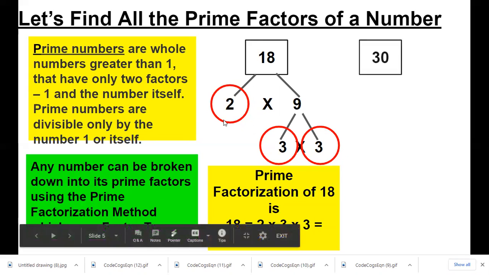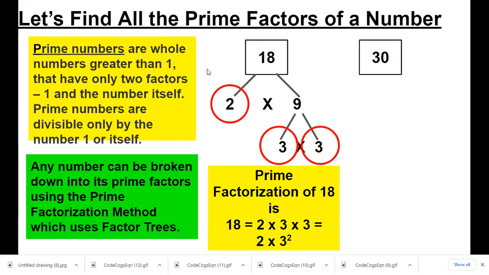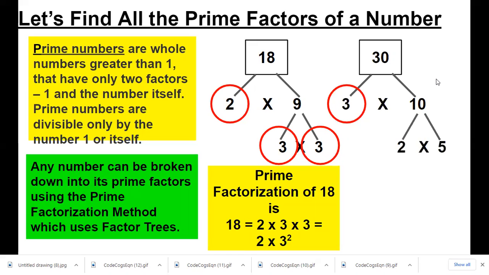Let's see another one. Let's try 30. What two numbers multiply together to give me 30? Well, you can pick any two numbers like 5 times 6 or 3 times 10. So I picked 3 times 10. Notice how 3 is already prime, so I'm going to circle it. But 10 is not prime. I have to split that further. So I'm going to do that with factors of 2 times 5. And notice that both 2 and 5 cannot be split any further. They are prime, so I'm going to circle both of them.